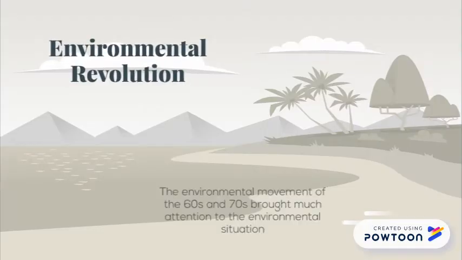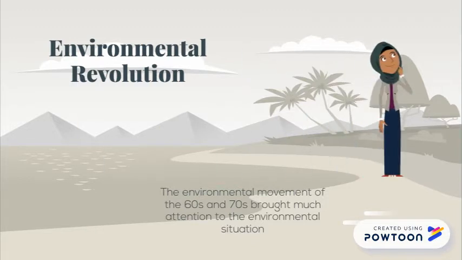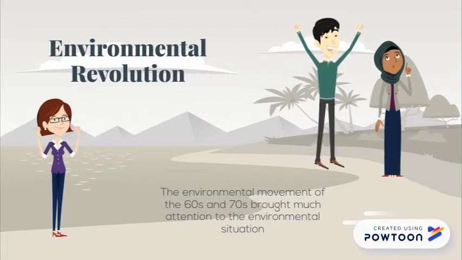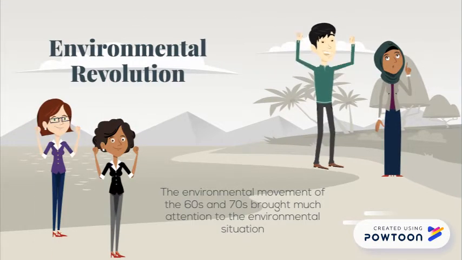The environmental movement of the 60s and 70s was the biggest push for the passage of the Endangered Species Act. People were becoming increasingly concerned with the earth, and this led to conservation legislation.